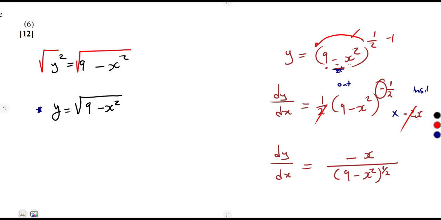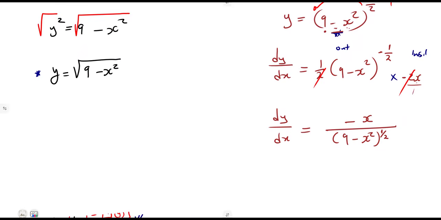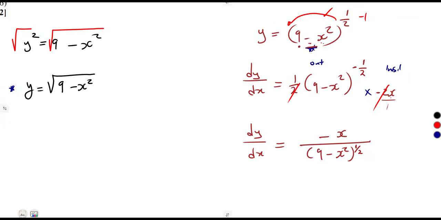We have removed the negative. The minus x, it is on top. This is just like over 1, so it's going to be on the numerator. So let's square, because we can see from that formula, there is a square of it. dy dx squared, the square of it.